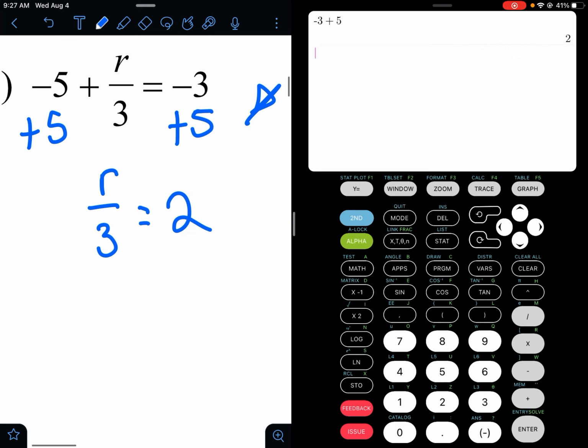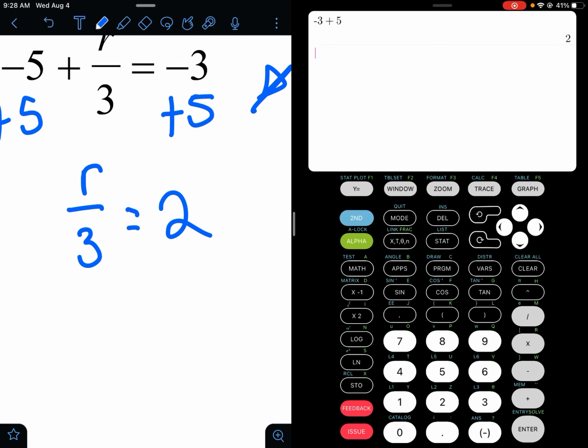Again, I just want to make sure you guys know how to use your calculator properly, or if you know how to add and subtract integers in your head, even better. I love it. All right. So then we need to get the r by itself. Well, it's r divided by 3, right? R over 3 means r divided by 3.